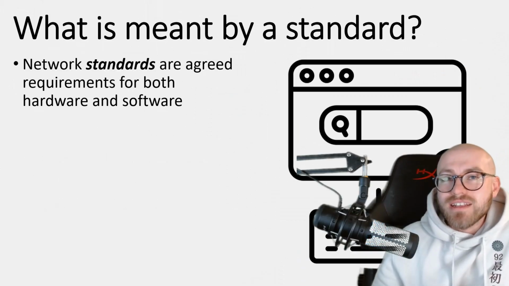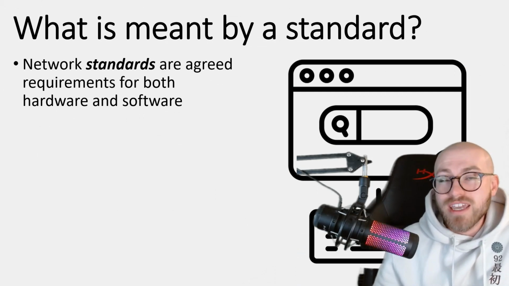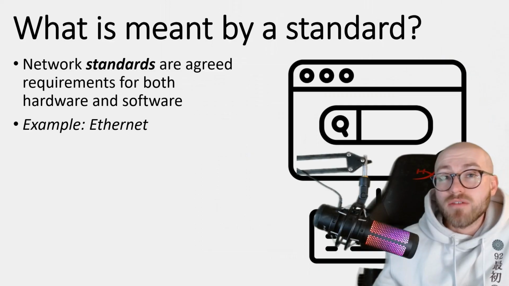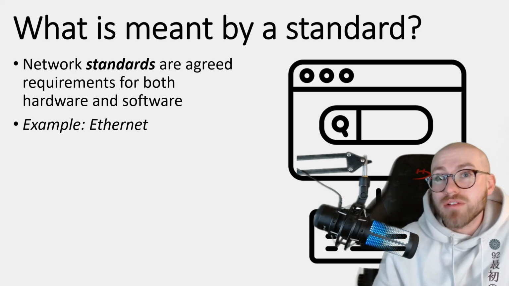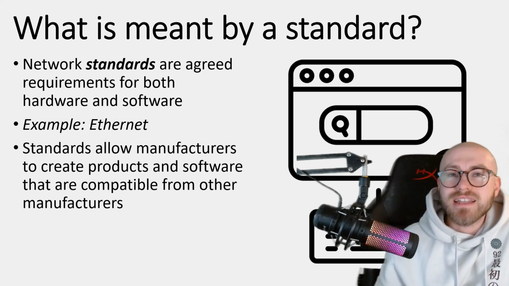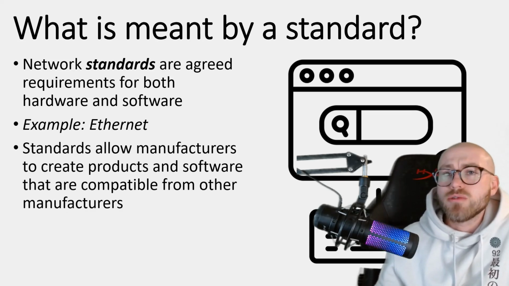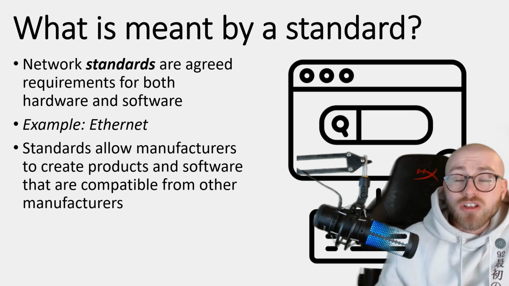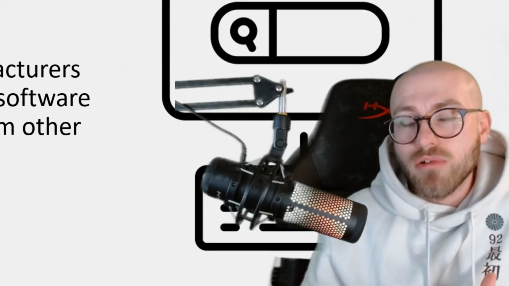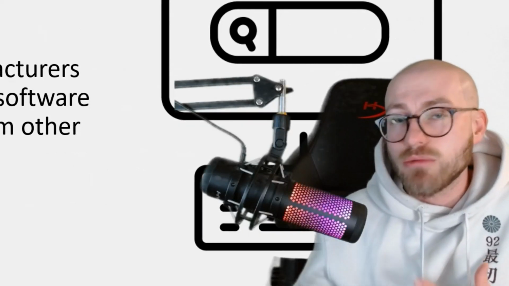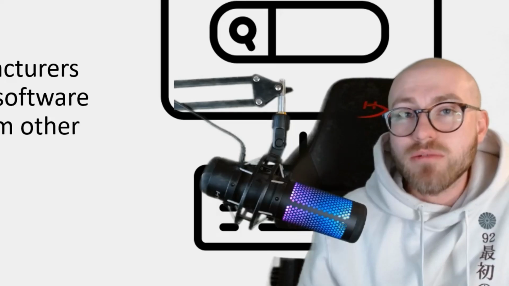A network standard is an agreement about the hardware and software which is going to be communicating and sending the data to each other. So a really common one that people have heard of is an Ethernet cable, but then there's also an Ethernet protocol as well for communication. And by having these standards, it just helps manufacturers to create products and software so they're compatible with other manufacturers. They can develop their own product, but then this is the standard that they will all use so they can still communicate with each other.